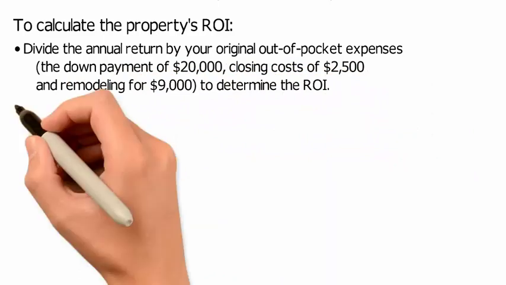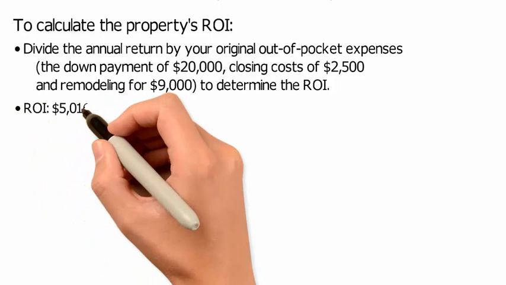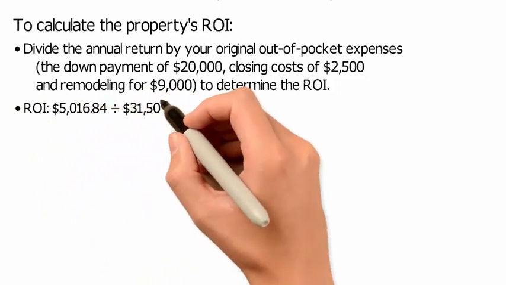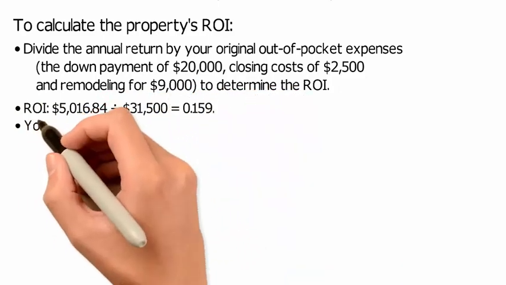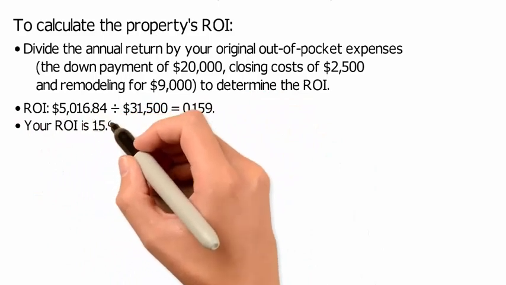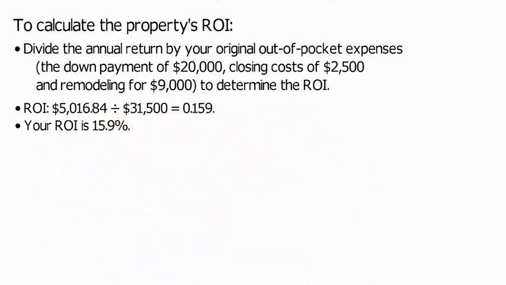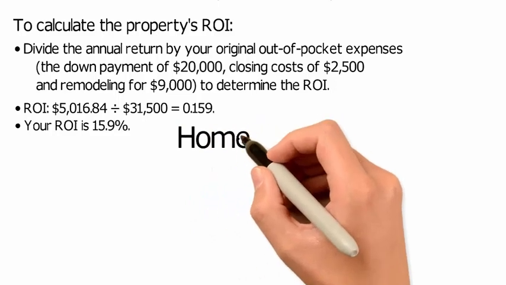ROI, $5,016.84 divided by $31,500 equals 0.159. Your ROI is 15.9%.